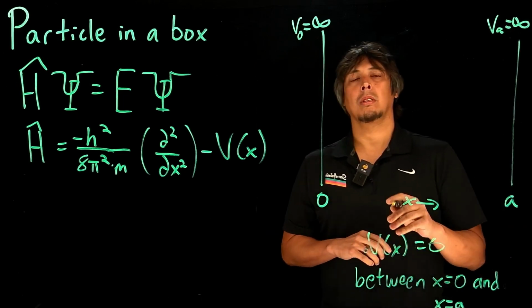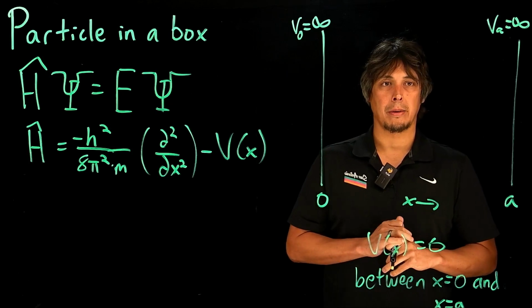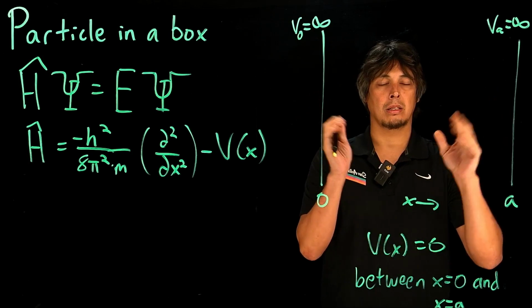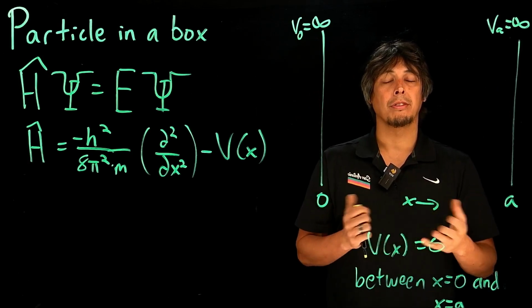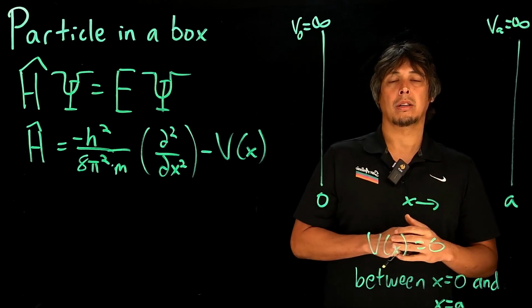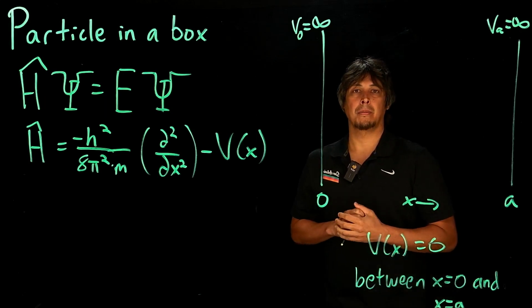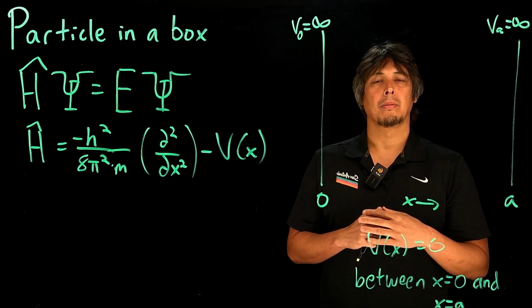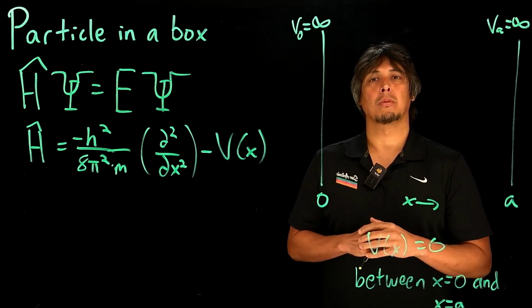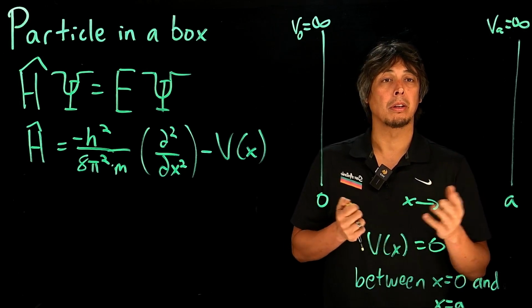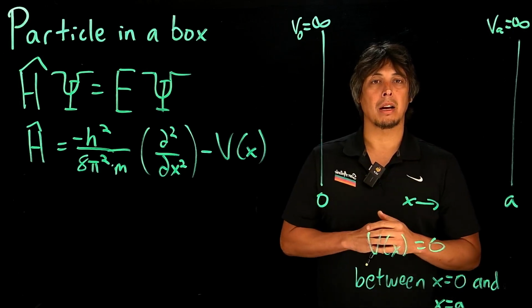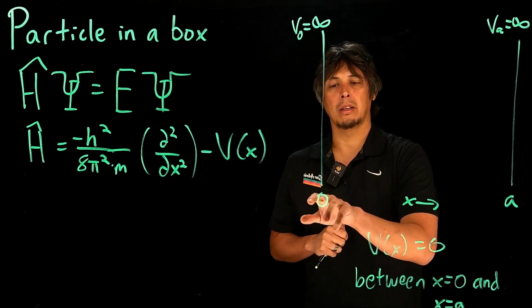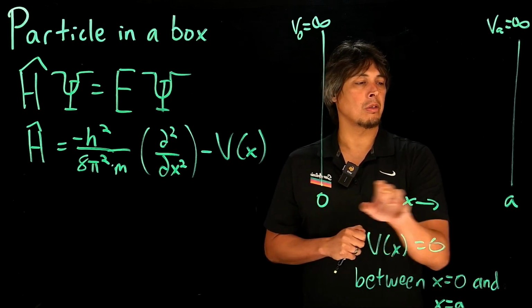Now, we're going to put one electron in here. The stipulation being that the electron can be somewhere within this box, and we're going to find a wave function that describes how the electron is distributed within the box. Or rather, the wave function will give us ultimately information, the probability of finding that electron within the box.